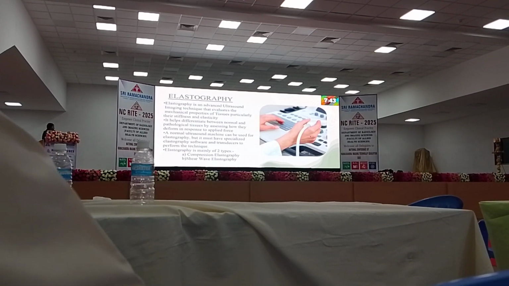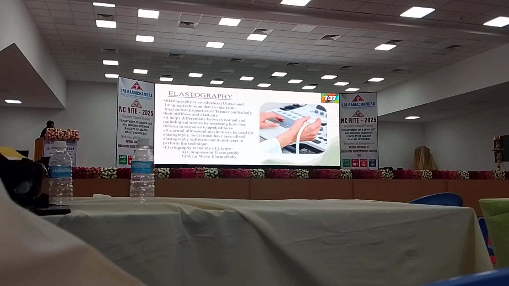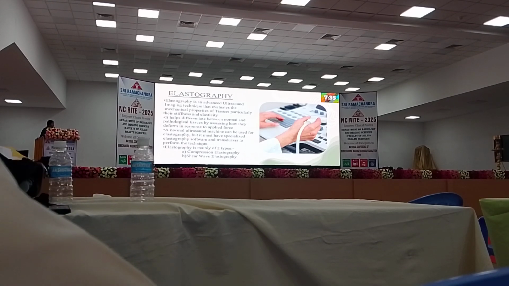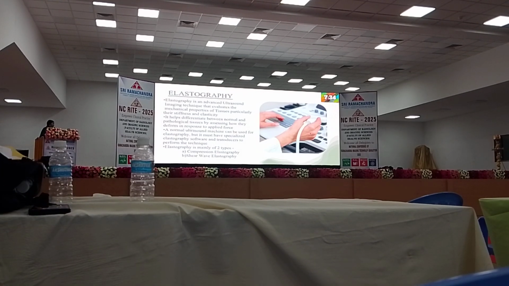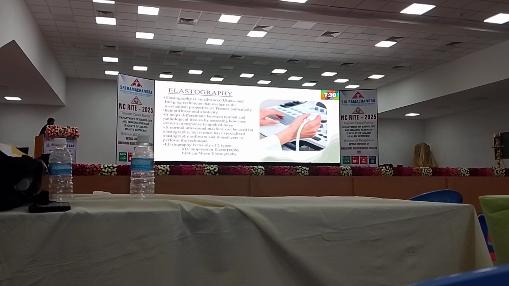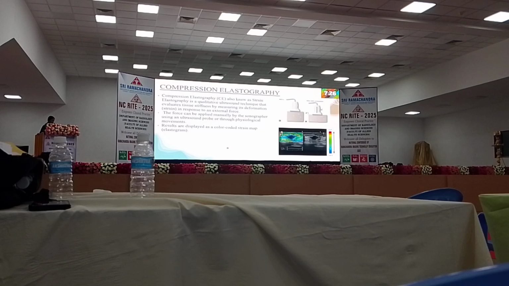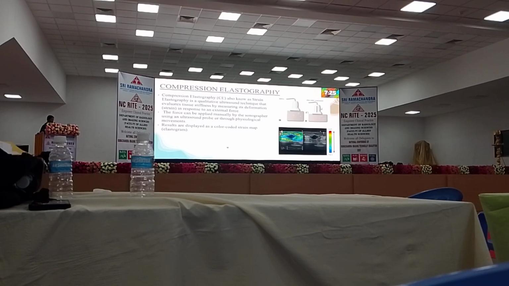Like normal ultrasound imaging, this technique can be used, but it requires specialized elastography software and transducers to perform. Now, talking about the main topic, elastography is of two types: compression elastography and shear wave elastography. Compression elastography is also known as strain elastography.